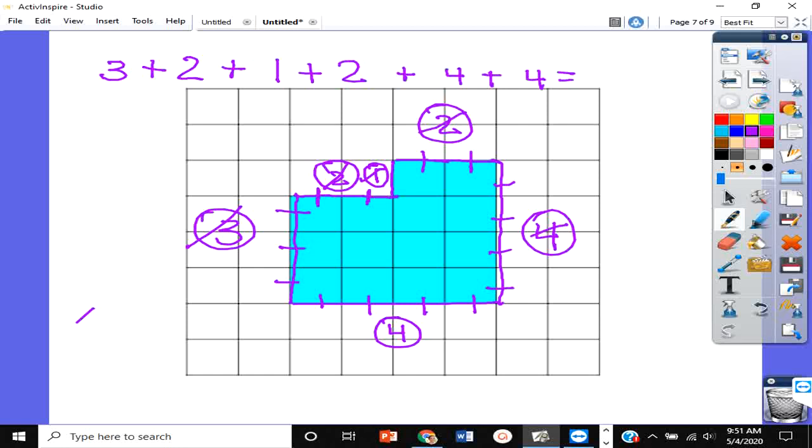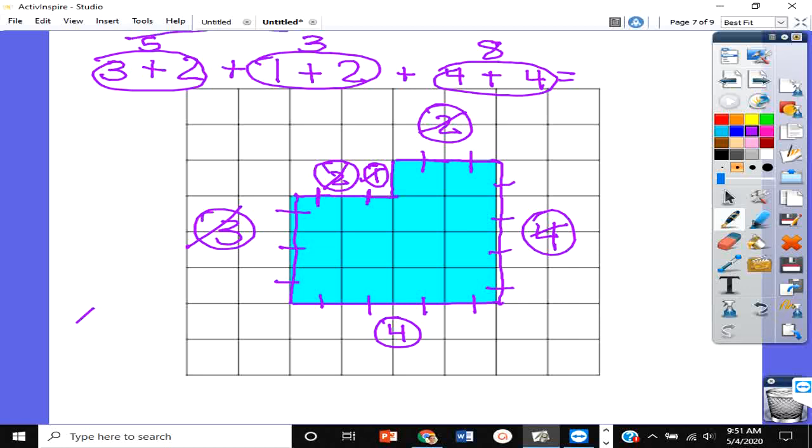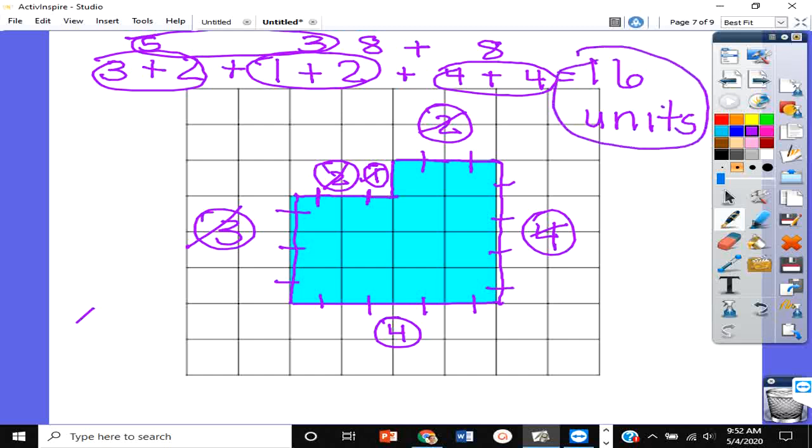So let's find the total. I see a doubles fact here of 4 plus 4, which is 8. And I know that 3 plus 2 is 5, and 2 plus 1 is 3. So I know 5 plus 3 is 8, and 8 plus 8 is 16. So my total perimeter for the outside, the distance around this figure, is 16 units. Okay?